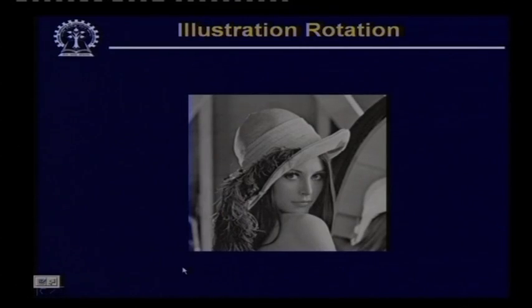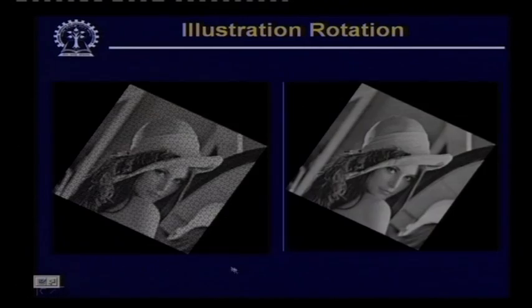Okay, so this is the case with rotation. When you rotate and do not interpolate, you get a number of black patches, as shown in the left image. If you go for interpolation, all those black patches are removed and you get a continuous image, as shown in the right image.